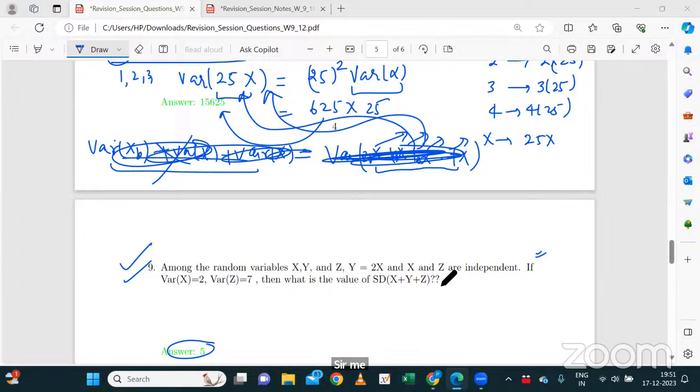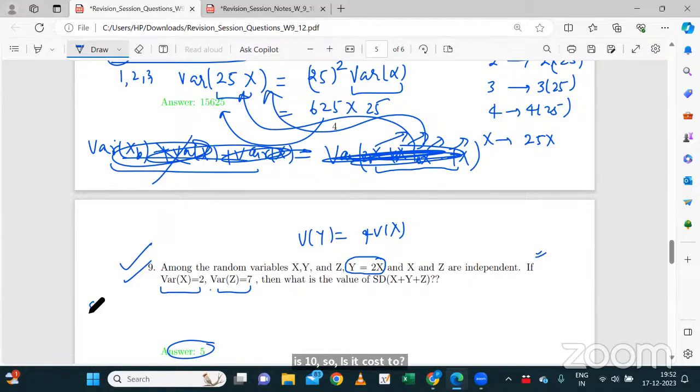Sir, the variance of X is equal to 2. And Y is given as 2X, so its variance becomes 4 times the variance of X. And the variance of Z is equal to 7. Then we get 25. The standard deviation is the square root of the variance, so we get 5.